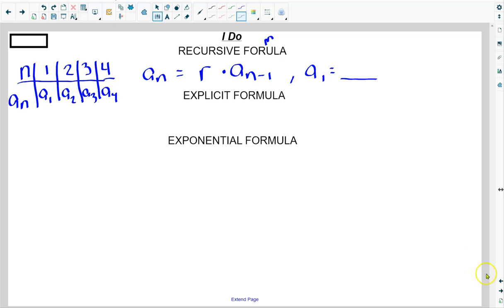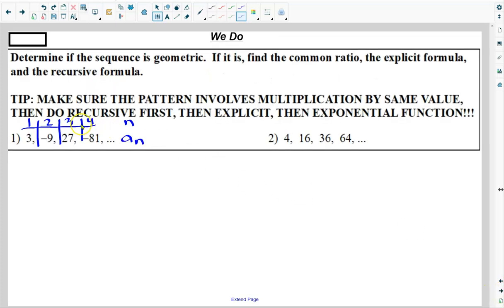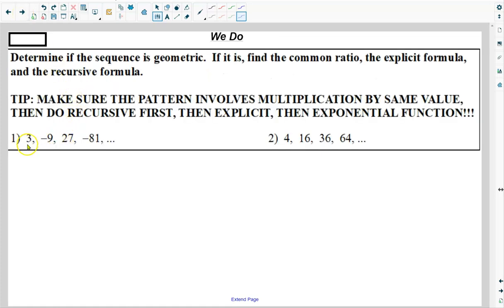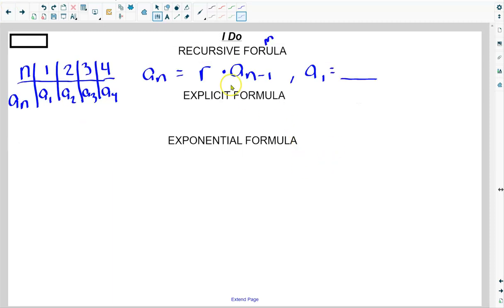Let's take a quick peek at what I'm going to do with you. I'm going to end up doing this problem. Here's the A1, A2, A3, A4. And the rate, what is the rate, or the common ratio? If you notice, I multiply 3 times -3, but we'll talk about that further. So that's the ratio: 3 times -3 is -9, -9 times -3 is +27, and 27 times -3 gives me -81. So that's the common ratio.